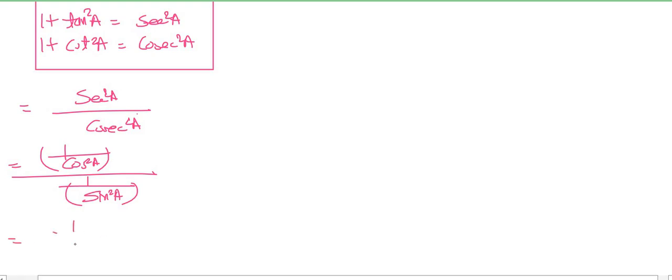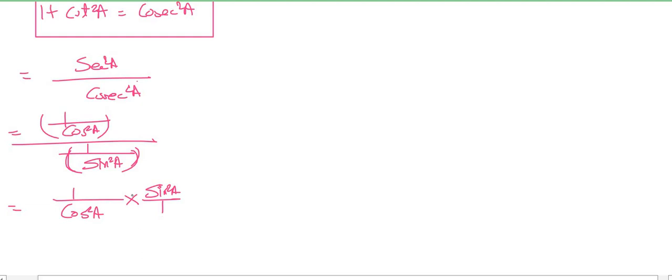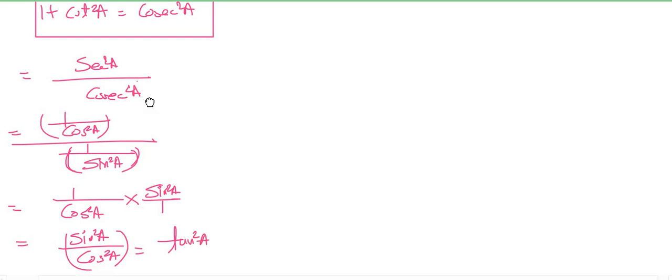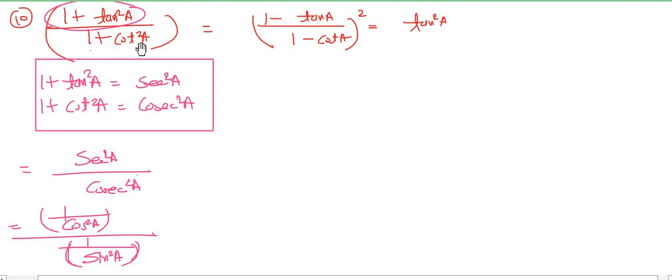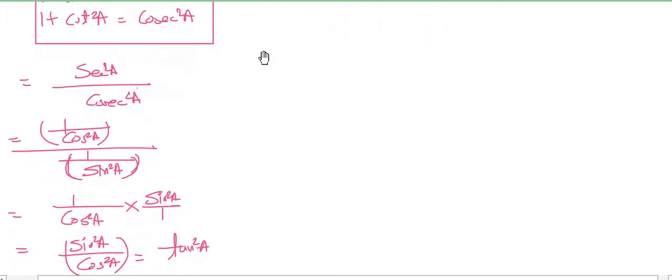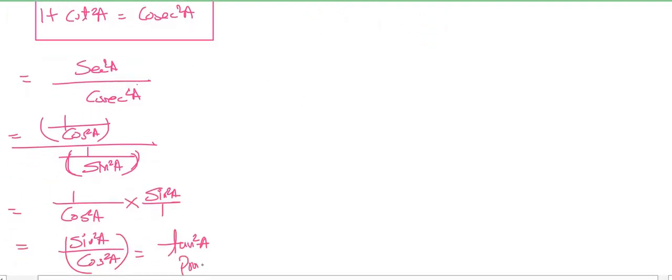Numerator as it is, 1 by cos square, into denominator will flip. This will become sin square by 1. So now what it will become? Sin square by cos square. Yes or no? Sin square by cos square. What is sin square by cos square? Is nothing but tan square. Okay? So look at this part, this part became equal to tan square. So at least this part we proved. Now let's see the second part. This part is equal to tan square. So this is proved. So I can write proved.